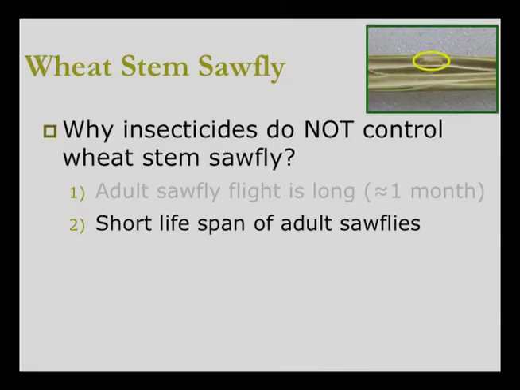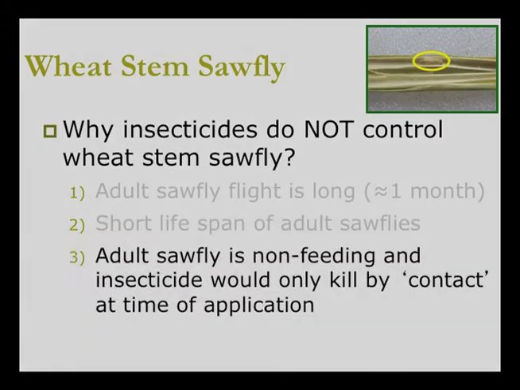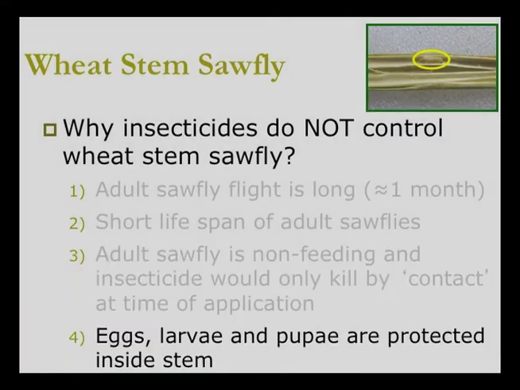2. The short lifespan of the adult sawfly makes it difficult to target insecticide applications for adults to prevent oviposition. 3. Adults spend little time feeding or imbibing water, which may minimize oral exposure to insecticides. And 4. Eggs, larvae, and pupae are protected within the plant, making them inaccessible to foliar insecticides.